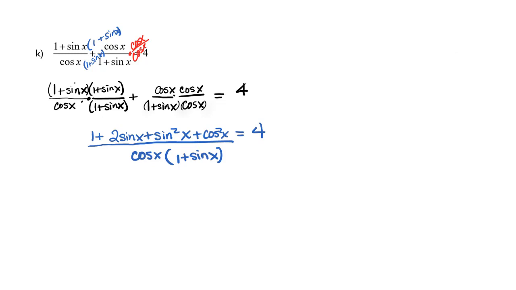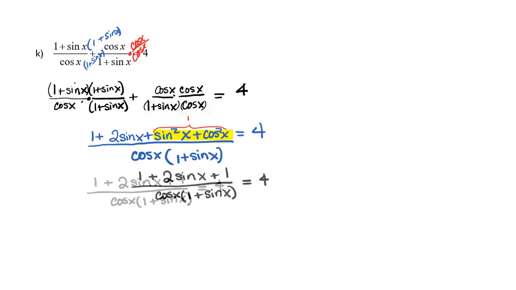Looking for things that are familiar to me for identity purposes, I have sine squared x plus cosine squared x, and I know that's equal to 1, which is very convenient. I'll go ahead and replace that in my next line. 1 plus 2 sine x plus 1 all over cosine x times 1 plus sine x in the denominator equals 4. And now I need to see if there's anything else I can do.